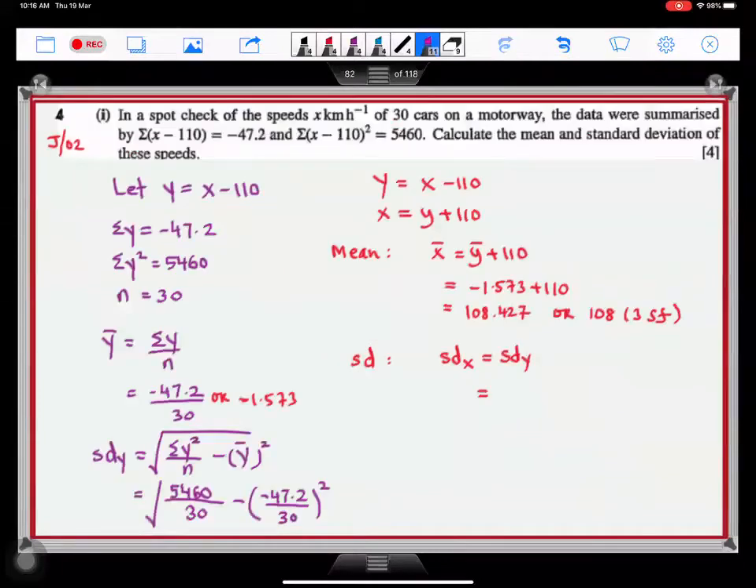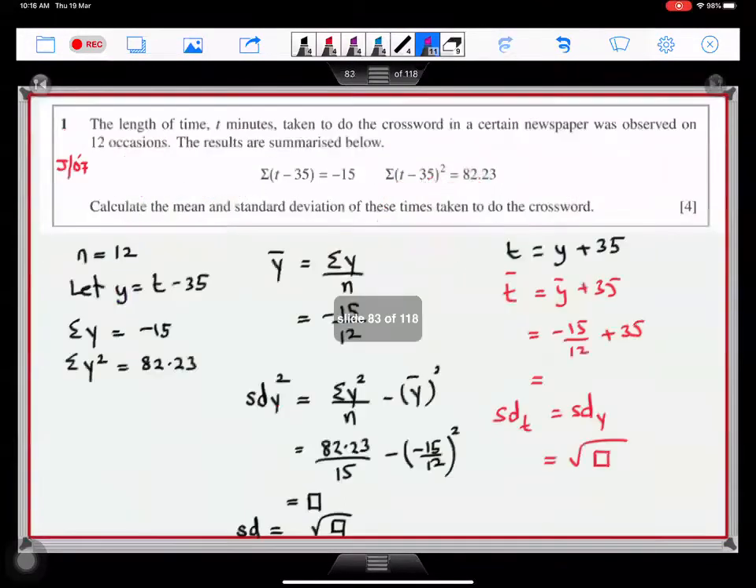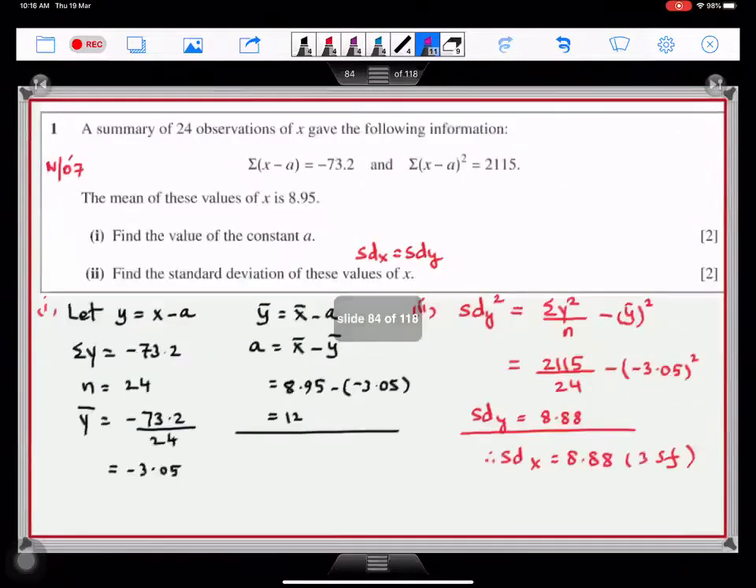The first question was spot on, it was easy. The second one was about the length of time for the crossword puzzle, straightforward. In the third example, a was unknown. Now, what tool do you have? What resources are available? The equation, the substitution that links the two variables is y is equal to x minus a. In this case, that a is unknown. You can calculate y bar. You already have x bar, hence you find the value of a. And then the examiner is asking for standard deviation of x, which is in fact the standard deviation of y.